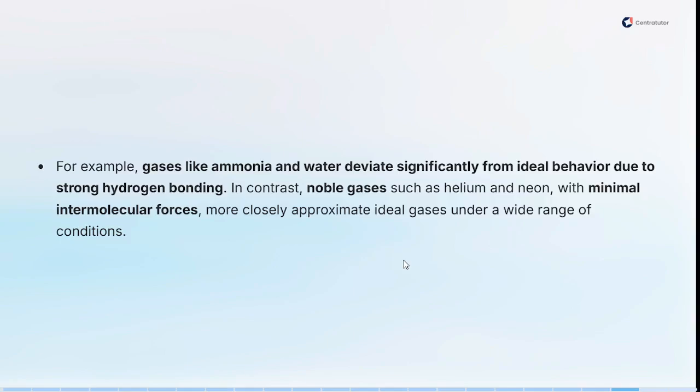So for example, gases like ammonia and water tend to deviate significantly from ideal behavior due to strong hydrogen bonding. In contrast, noble gases such as helium and neon, with minimal intermolecular forces of attraction, more closely approximate ideal gas behavior under a wide range of conditions.